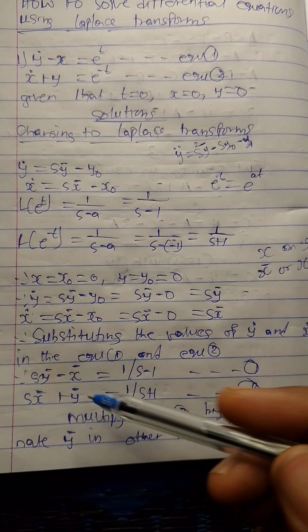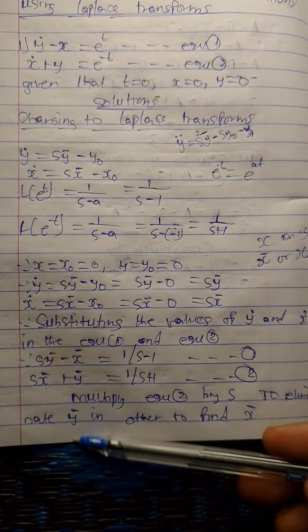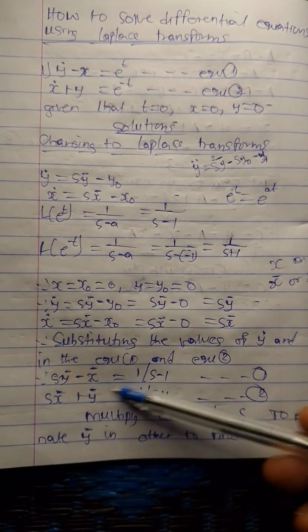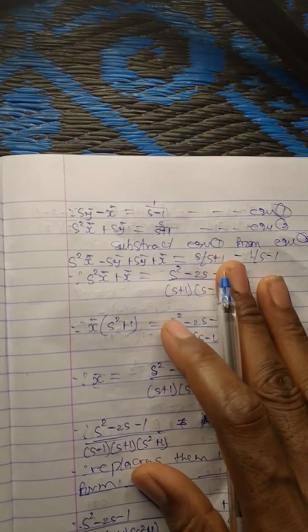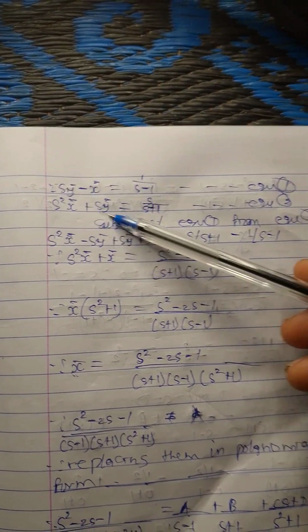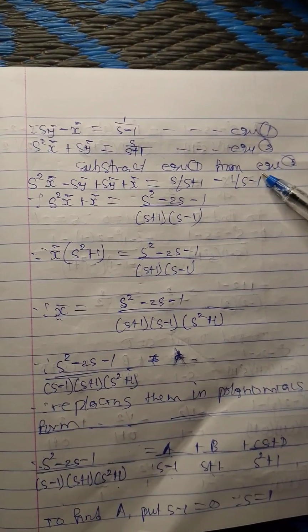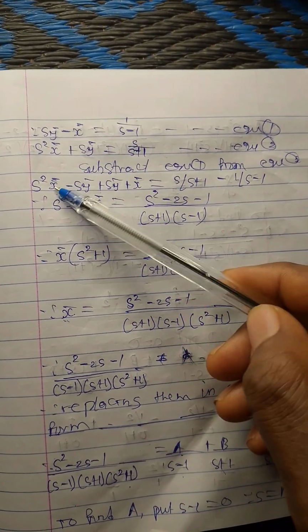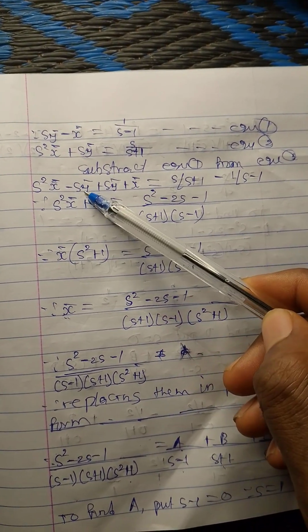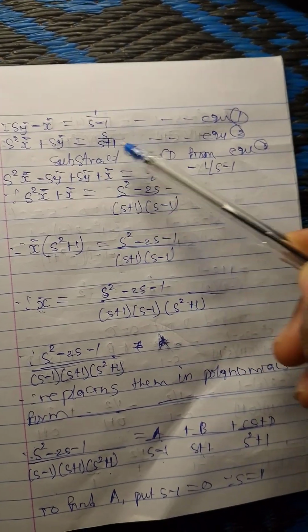So what do I have to do? Multiply equation 2 by s, in order to eliminate y prime, in order to find x prime. So I multiply everything in equation 2 by s here. So this becomes s squared x prime plus s y prime is equal to s over s plus 1. I call this equation 3. Now I multiplied equation 2 by s. So what to do? Subtract equation 1 from equation 3. So you have this subtract by this, that is s squared x prime minus s y prime plus s y prime minus s x prime, that minus will give me plus x prime, is equal to this minus this.